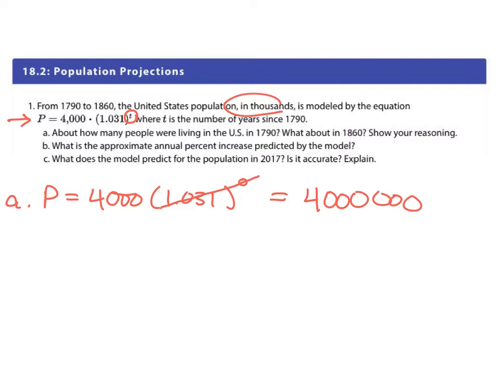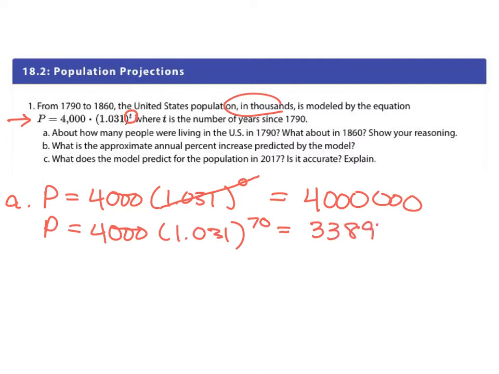Now, 1860, that would be 70 years since 1790. 4,000 times 1.031 raised to the 70. And that's going to be about 33,897,000. Yep, so quite a bit more. I put the zeros in there and the commas so that I can visually see which number is bigger a little easier. As I said, math teachers can be a little bit lazy, so I do things to make my life easier. Commas make my life easier.